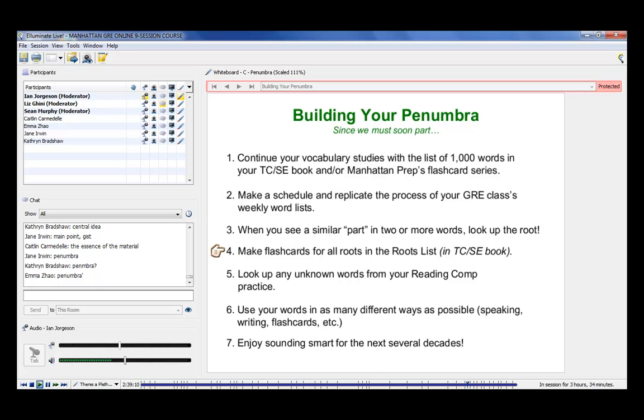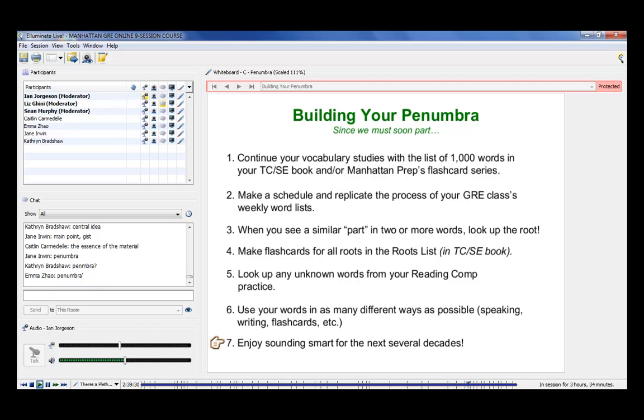Flashcards, of course, always great, right? Always great. Don't just focus on your text completions or sentence equivalence problems. If you find words that you don't know in reading comp, look those up as well. And number 7, right? Enjoy having a great vocab for the rest of your life.